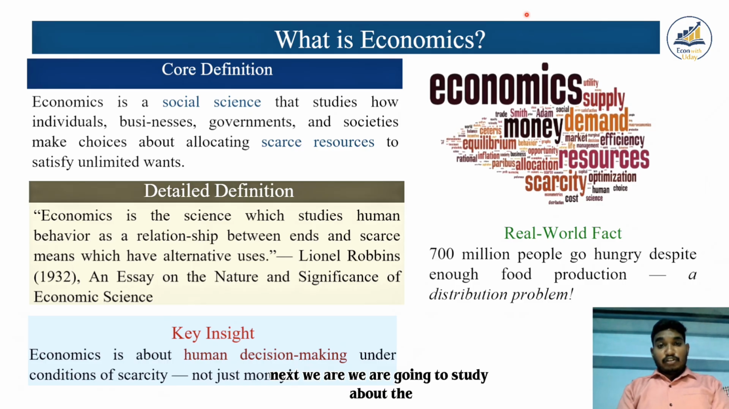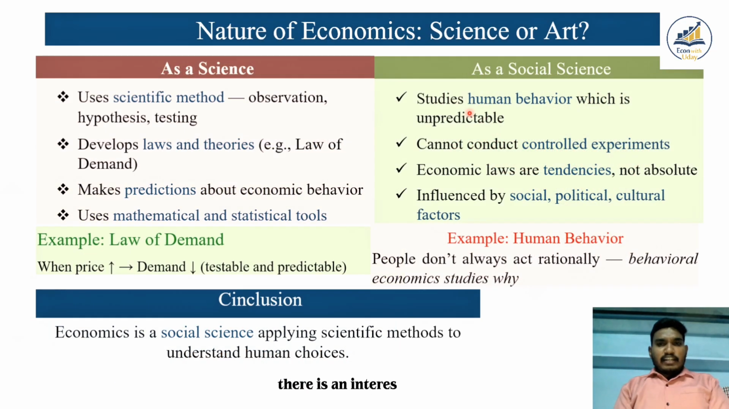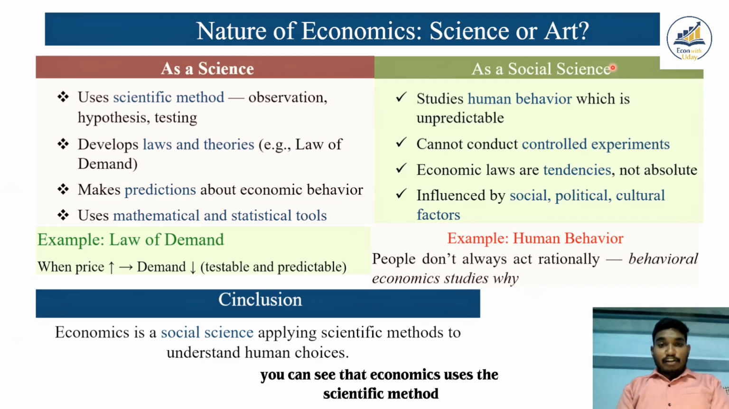Next, we are going to study whether economics is a science or an art. Let's find out. In the next slide, here is an interesting question: is economics a science or an art? Let me break it down. Why is it a science? Here you can see that economics uses the scientific method. It uses observation, hypothesis and testing. So it developed laws like the law of demand, where when prices go up, demand goes down.